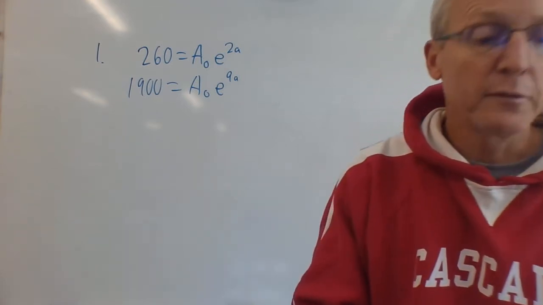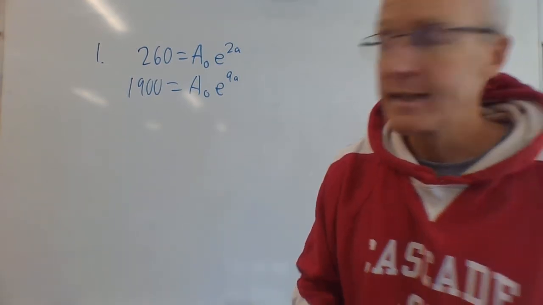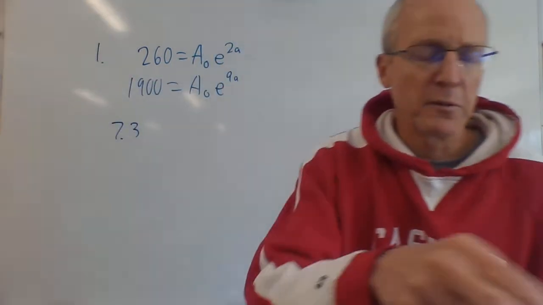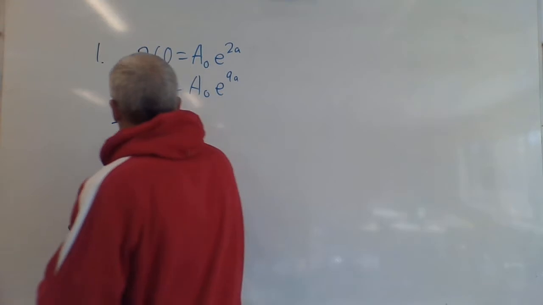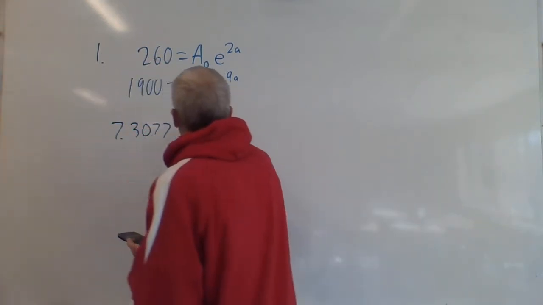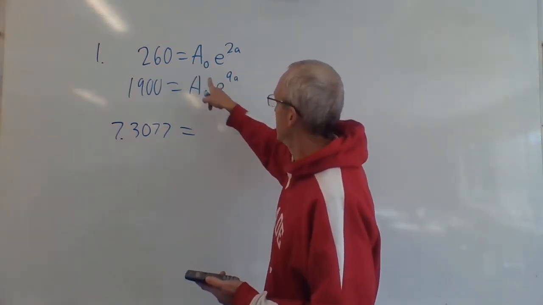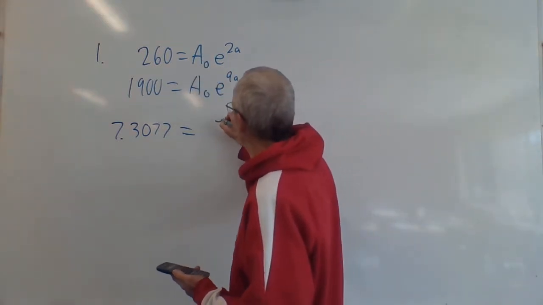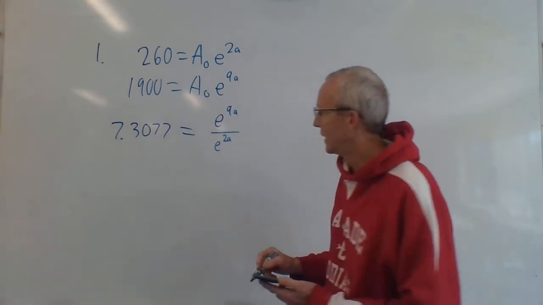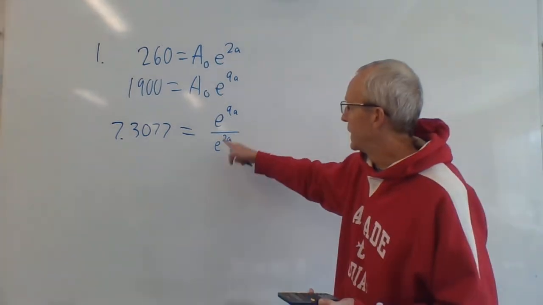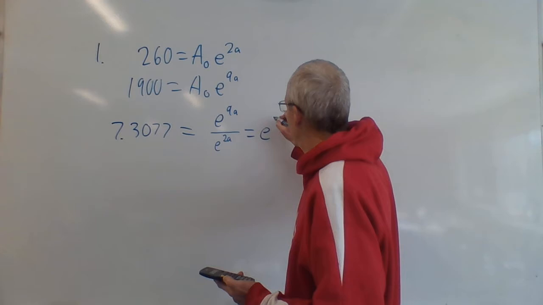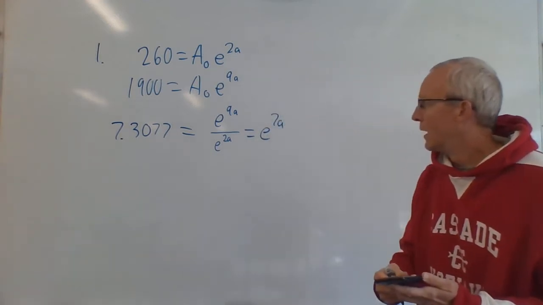I get 7.3077, about 7.3. I can't remember it well, so I just kick it up to 7.30769. So 7.3077 equals, the a0's cancel. I'm doing this one on the top. So e to the 9a divided by e to the 2a. When you have the same base, you subtract. 9a minus 2a is e to the 7a. So e to the 7a.